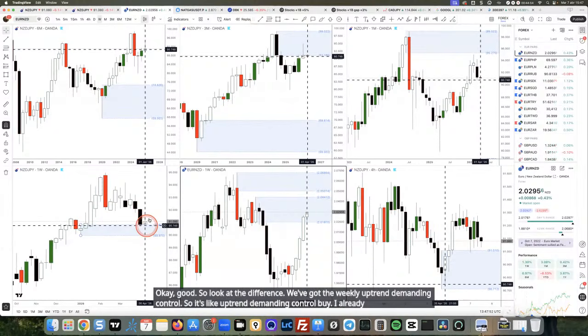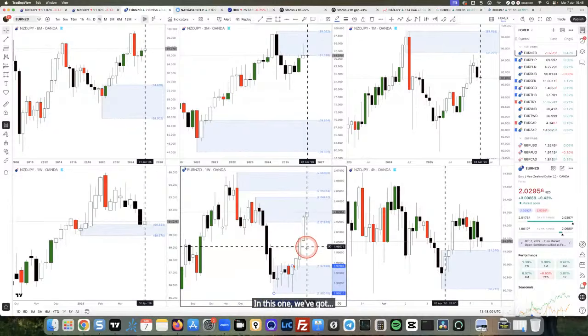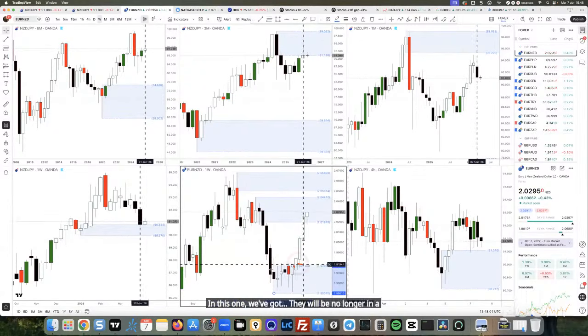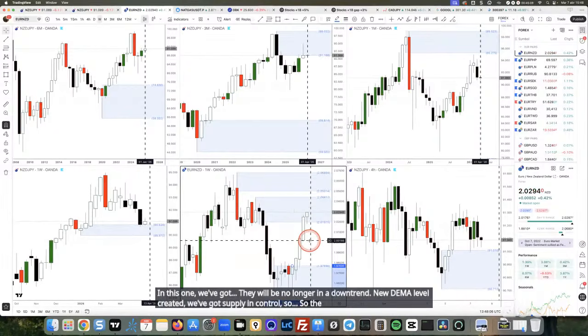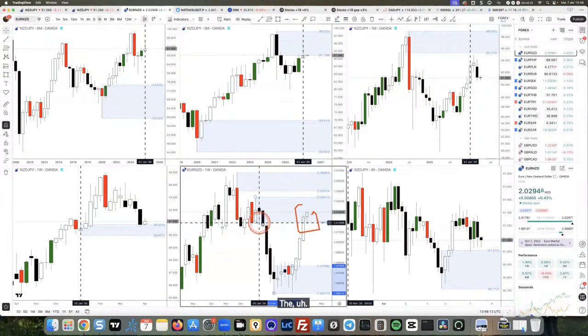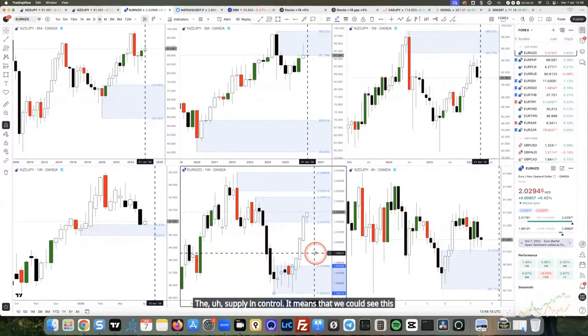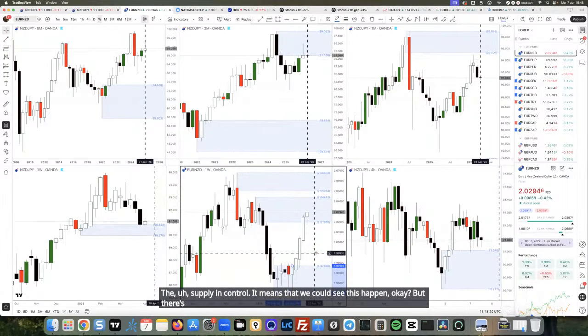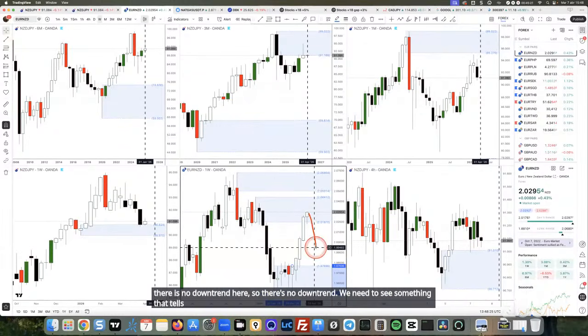I already explained the smaller time frames, intraday, short term in this Forex cross pair. In this one, we've got the weekly no longer in a downtrend. New demand level created, we've got supply in control. So the thing is, if we've got the supply in control, it means that we could see this happen, okay? But there is no downtrend here.